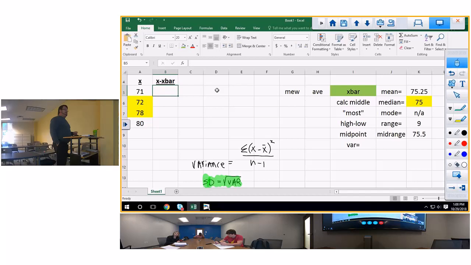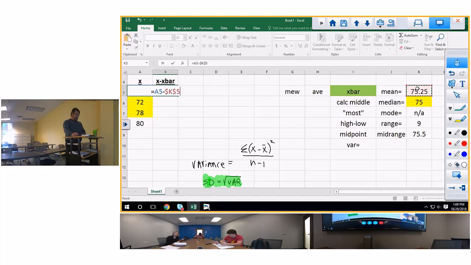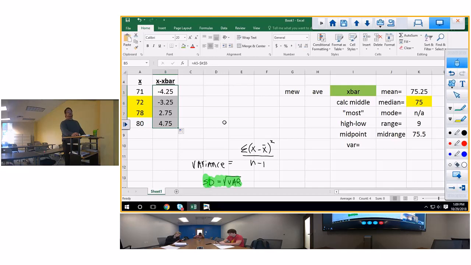Then make that column out, and I'm going to do it right here on the spreadsheet: equals this number minus this number, F4 to lock it. And y'all should get the same numbers I get. Oh, I'm sorry. I subtracted the median and got 5. I meant 4.75. I'm sorry.